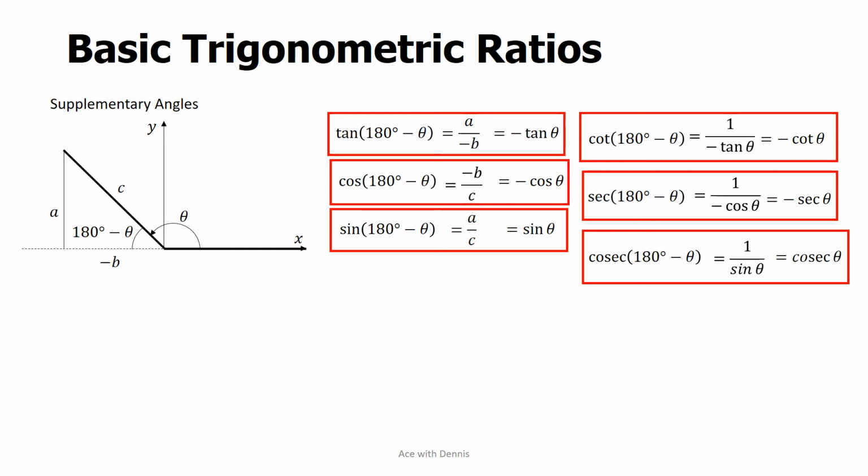Hence, cotangent 180 degrees minus theta equals negative cotangent theta. Secant 180 degrees minus theta equals negative secant theta. Cosecant 180 degrees minus theta equals cosecant theta. Please remember the formula boxed in red here.